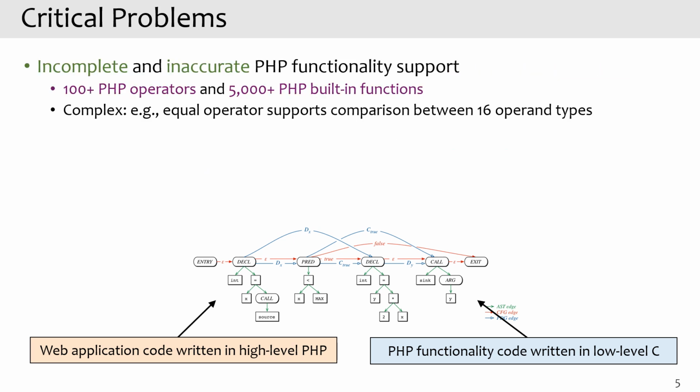Such a solution introduces several critical problems. First, as a manual analysis, it can hardly be complete and accurate, especially given the complexity and large number of PHP operators and built-in functions. In particular, PHP includes over 100 operators and over 5,000 built-in functions, and each operator or built-in function is quite complex. For example, a basic equal operator supports the comparison between 16 operand types.